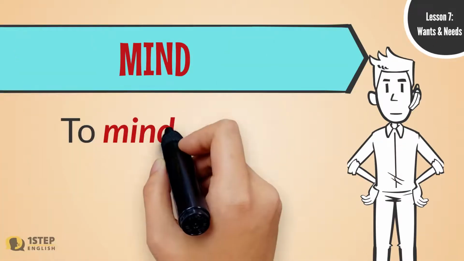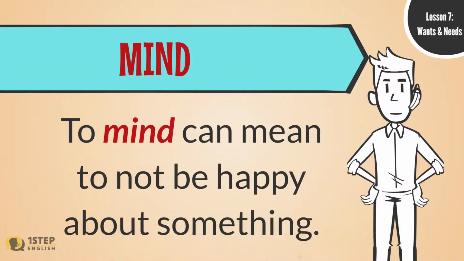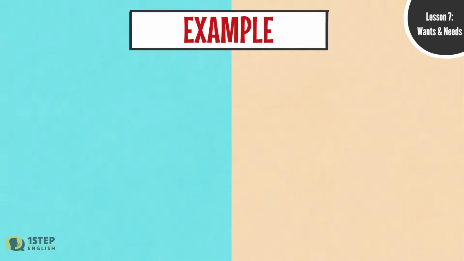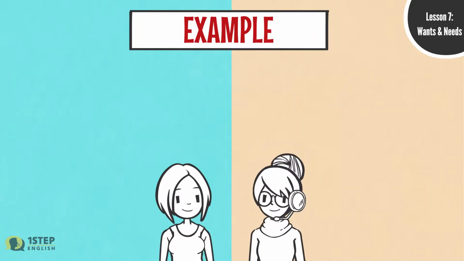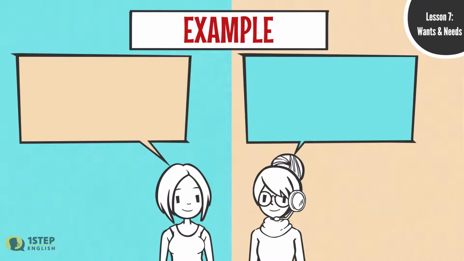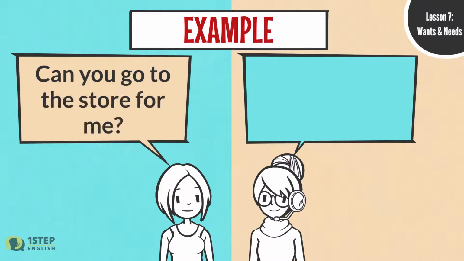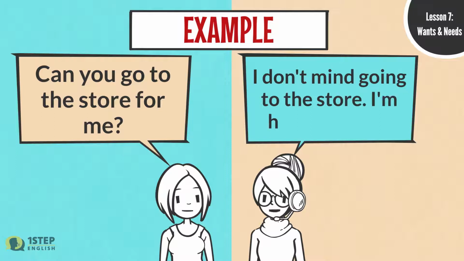Mind. To mind can mean to not be happy about something. For example, can you go to the store for me? I don't mind going to the store. I'm happy to do it.